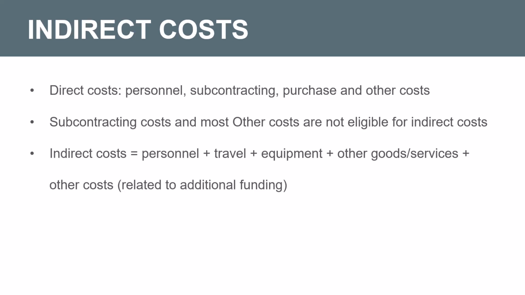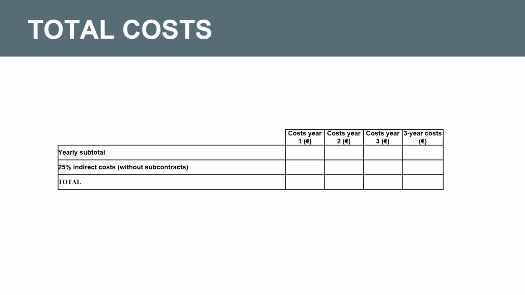To summarize, direct costs consist of personnel, subcontracting, travel, equipment, and other goods and services. In the case of indirect costs, subcontracting costs are not eligible. In the case of other costs, some are not eligible either. Therefore, in general, the flat rate consists of the personnel, travel, equipment, and other goods and services costs. Finally, the description of the total costs is seen as a yearly subtotal, considering all direct costs, followed by the indirect costs and the yearly total, as well as the overall cost for the duration of the financing.